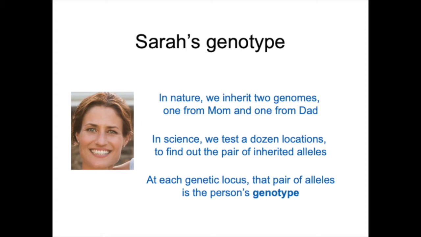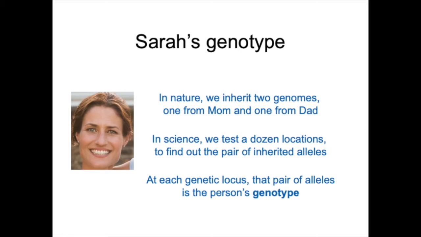An allele is a variant, so at a particular genetic location or locus, there can be many different DNA sequences that can be there, like genes. Those variants are called alleles. And for regular autosomal DNA, which is most of our DNA, at each genetic location, we have a pair of alleles, one from our mother and one from our father. And that is the genotype at one locus. So Sarah, at each of these dozen or so tested genetic loci, these locations, has a pair of alleles, one from each parent. That's her genotype.